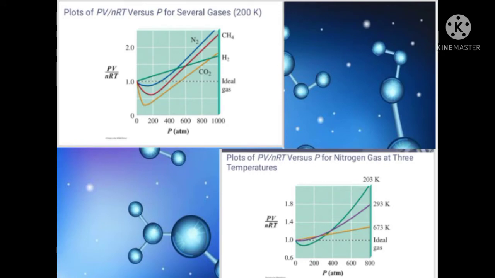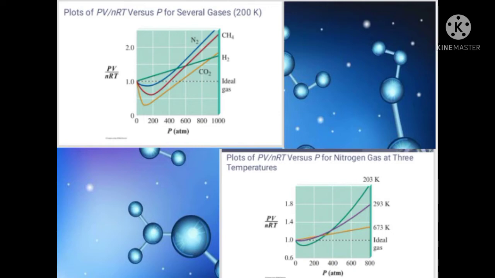So we have here two graphs. First, a plot of PV over nRT versus P for several gases at 200 K. The ideal gas law is written in an empirical form, PV over nRT, where P is pressure, V is volume, T is temperature, n is the amount of substance, and R is the ideal gas constant. So it is the same for all gases.